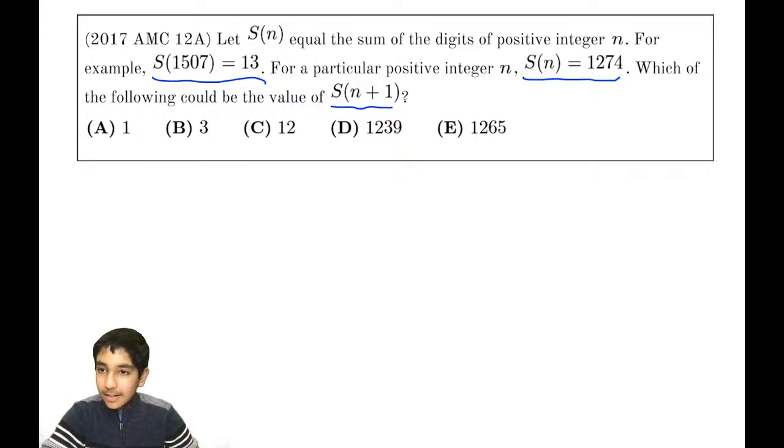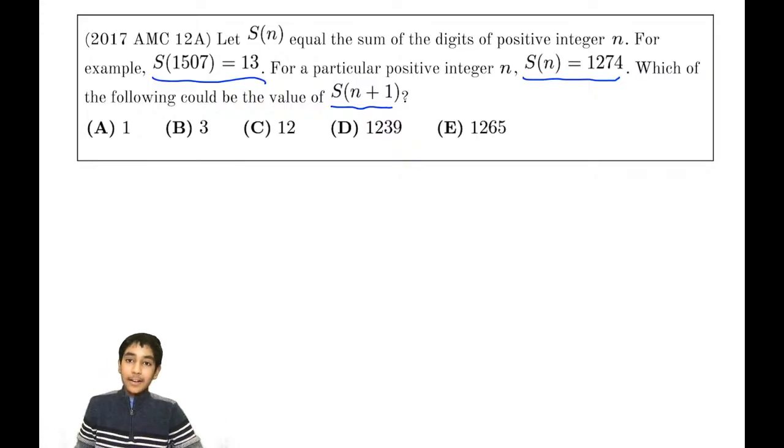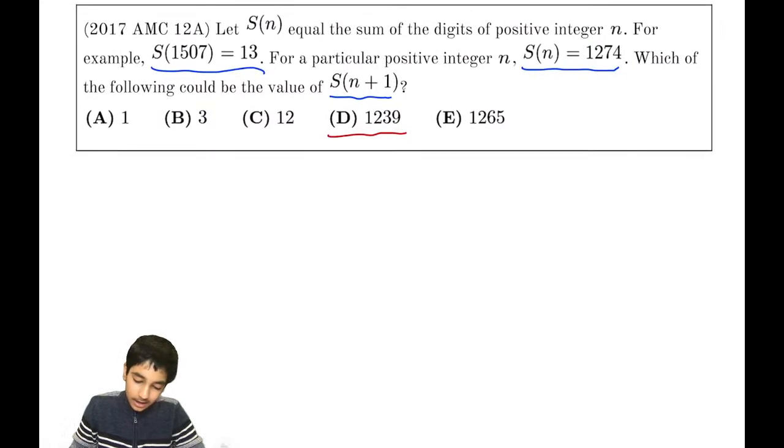Okay, so now let's start. The answer for this problem is actually 1239. So let me explain why. So basically, take a number 18, for example. When we increase the number 18 to 19, the sum of the digits increases by 1. The sum of the digits increased from 9 to 10.